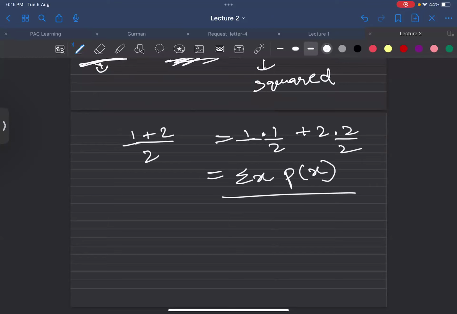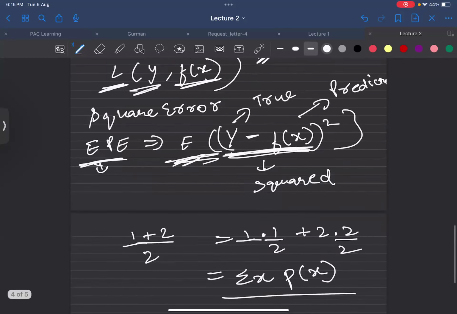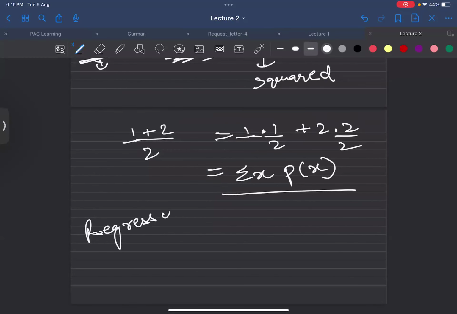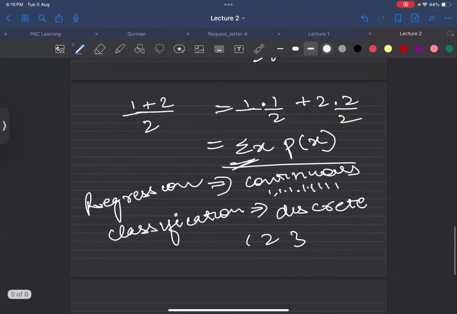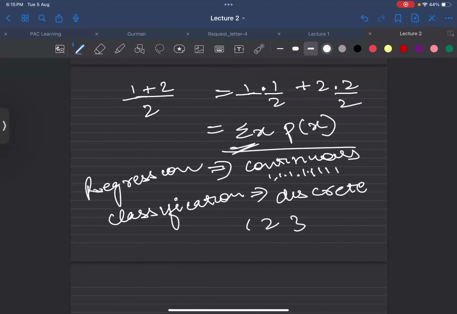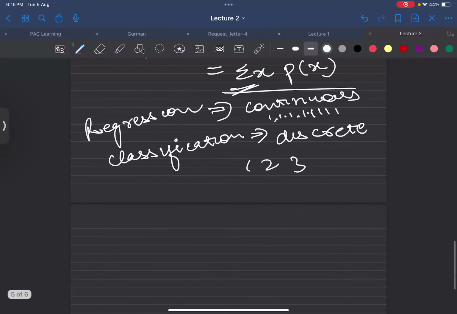Now, regarding the continuous case, we know there are two types of supervised learning: regression and classification. I'm going fast because we covered this in the last lecture. Regression is continuous in nature, whereas classification is discrete in nature. Discrete means 1, 2, 3. Continuous means it can go 1.1, 1.111, like this. When it's discrete, we usually use a sum, and when it's continuous, we usually use integration. So we can replace this sum by the integration as well.